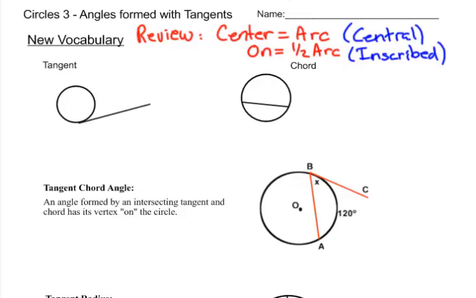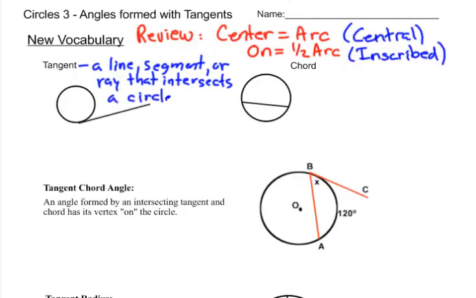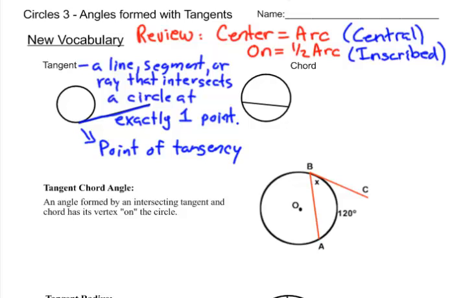Before we get into that, I want to give you a little bit of vocabulary. The first is the word tangent, and a tangent is a line, a segment, or it could be a ray, that intersects a circle at exactly one point. We see in this picture a tangent line. That point is sometimes called the point of tangency, where it touches the circle. It can only be one point.